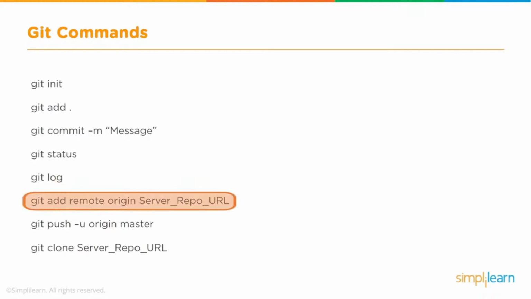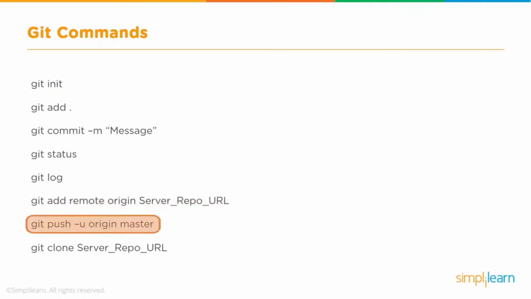Git remote add origin. This command is used whenever you want to link any local repository to a server. And this is when you want to really push a repository from the local to the server for the first time. Git push -u origin master. This is the command that you would use whenever you want to push contents from the local repository to the server. Git clone and the URL of the server. This is the command that you would run whenever you have an existing repository on the server and you want to make a fresh clone or a fresh copy of that particular repository onto your local box.